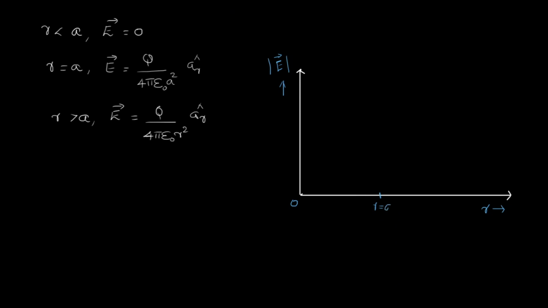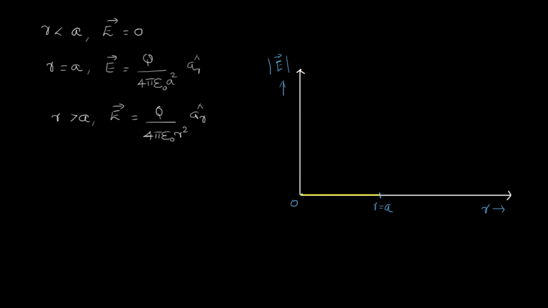Now till here my electric field is 0. So the vertical axis is the magnitude of electric field, which is 0. So till that point I have my electric field 0. Starting from the origin till that point, that is till R equal to A, my electric field is 0.